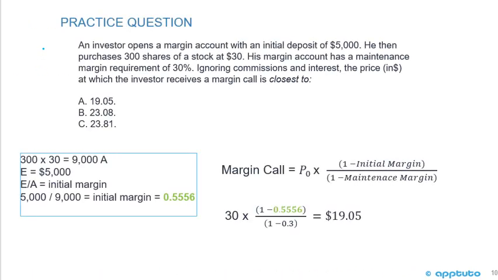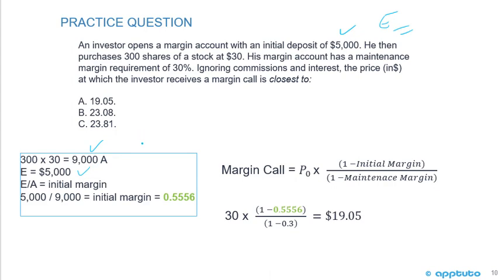Okay, this is a nice little question because they just put a little twist to it. They said that the investor opened a margin account with an initial deposit of $5,000. That's their equity, their initial deposit. And then it says they bought 300 shares at $30. So that's our asset: 300 shares times $30 equals $9,000. And our equity is $5,000, okay? So how much are we going to borrow? We're going to borrow $4,000.